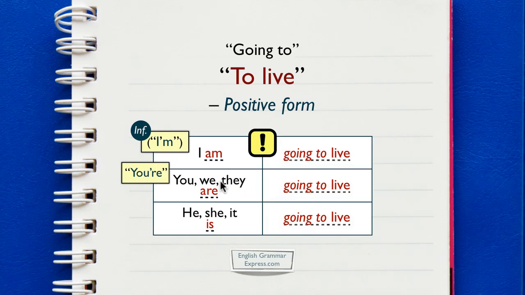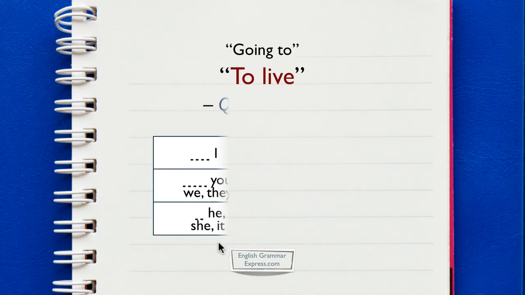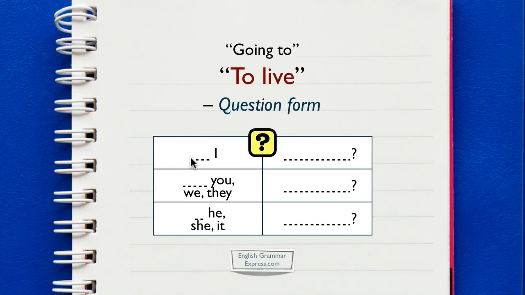You're going to live, we're going to live, they're going to live. And he's going to live, she's going to live, it's going to live. Question form now. Am I going to live? Are you, we, they going to live? And is he, she, it going to live?